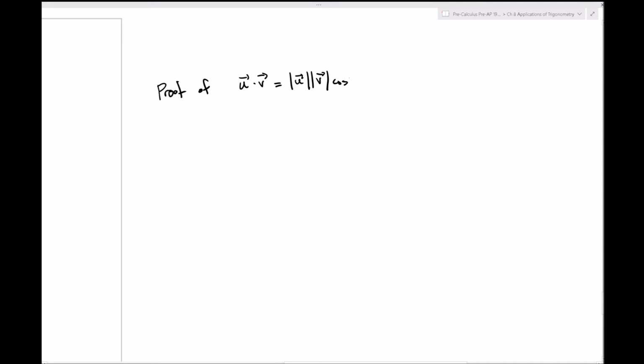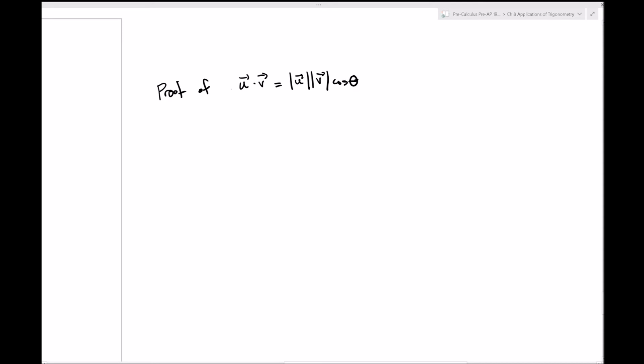I'm going to go ahead and try proving it. So proof of, let's do it this way: u dot v is equal to the magnitude of u times the magnitude of v times the cosine of theta.